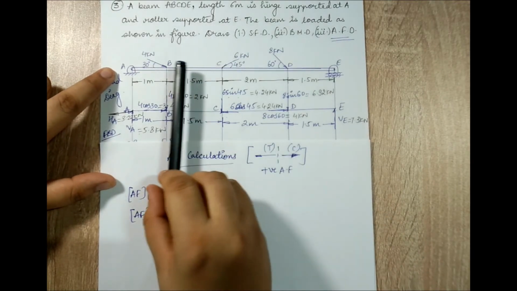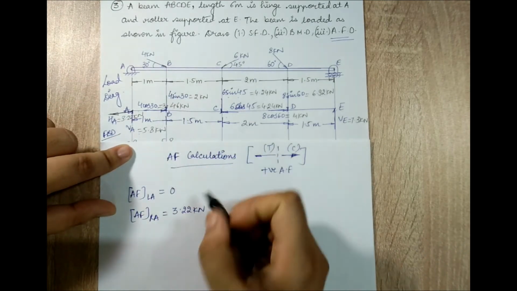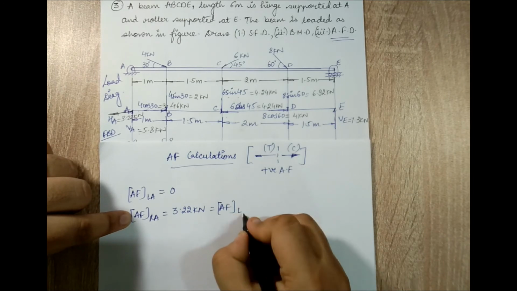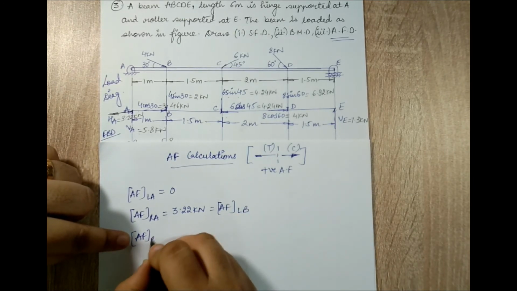Next, I'll go to the point B. When I stand at B and I look to the left, I can only see HA. So here I can write down this is equal to axial force to the left of B. Next, I'll calculate the axial force to the right of B.